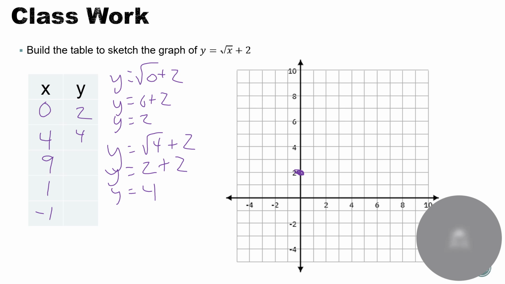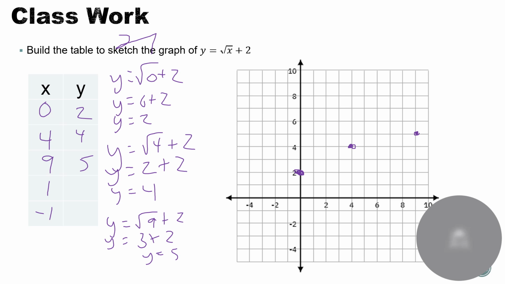If I could find my... it's way up there. Okay. So 4, 4. My next point that I picked was 9. So we'll do the square root of 9 plus 2. Square root of 9 is 3, and 3 plus 2 is 5. So coming over here to x is equal to 9, we'll come up to 5.